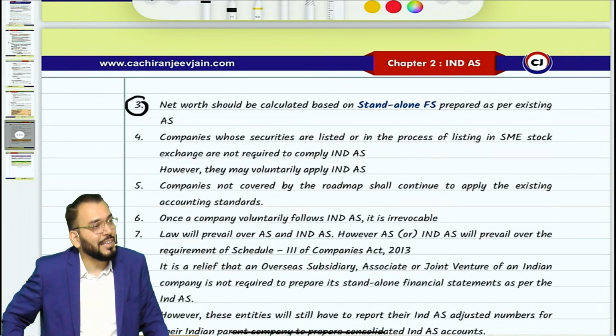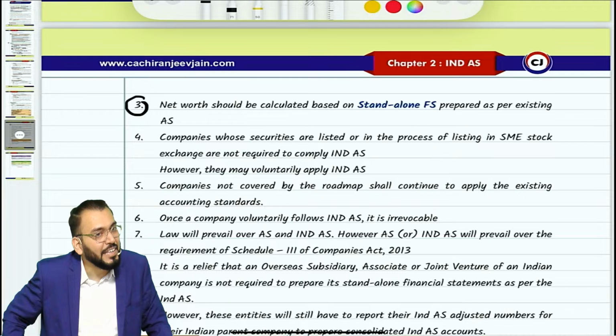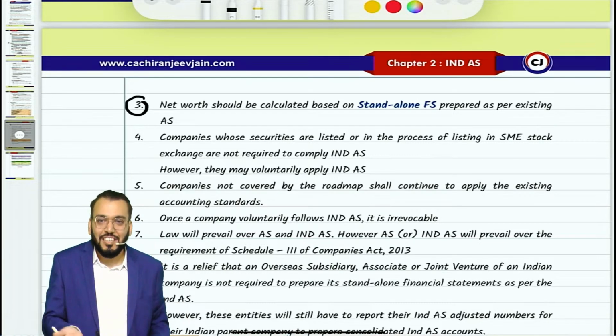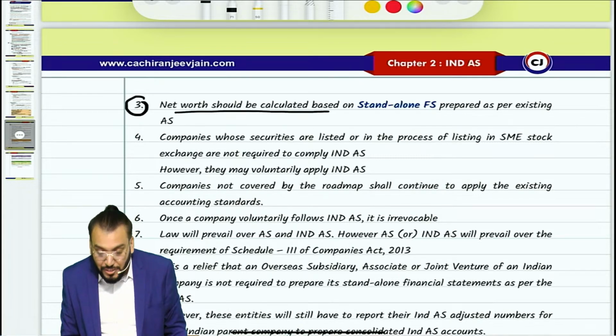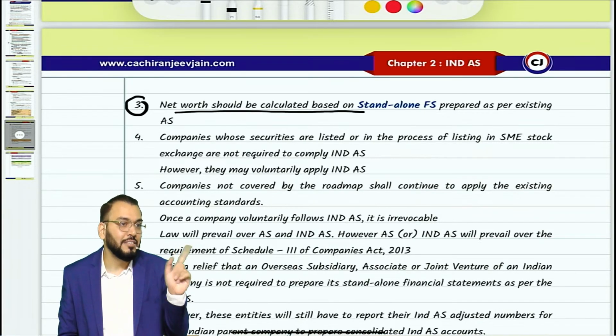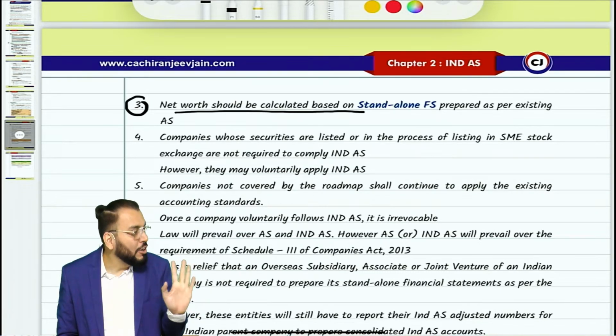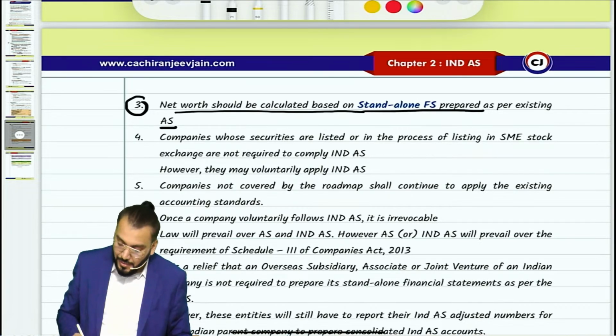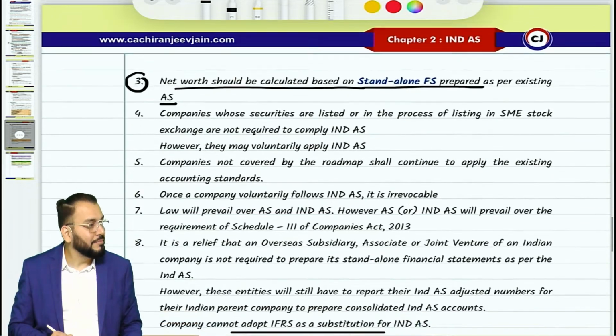Net worth we should calculate before applying Ind AS or after applying Ind AS? Before. So as per financial statements prepared as per AS or Ind AS? AS. So that clarification has been given. Net worth should be calculated based on standalone, not consolidated, because it will be applicable entity wise, not group wise. Standalone financial statements prepared as per existing accounting standards. Correct?